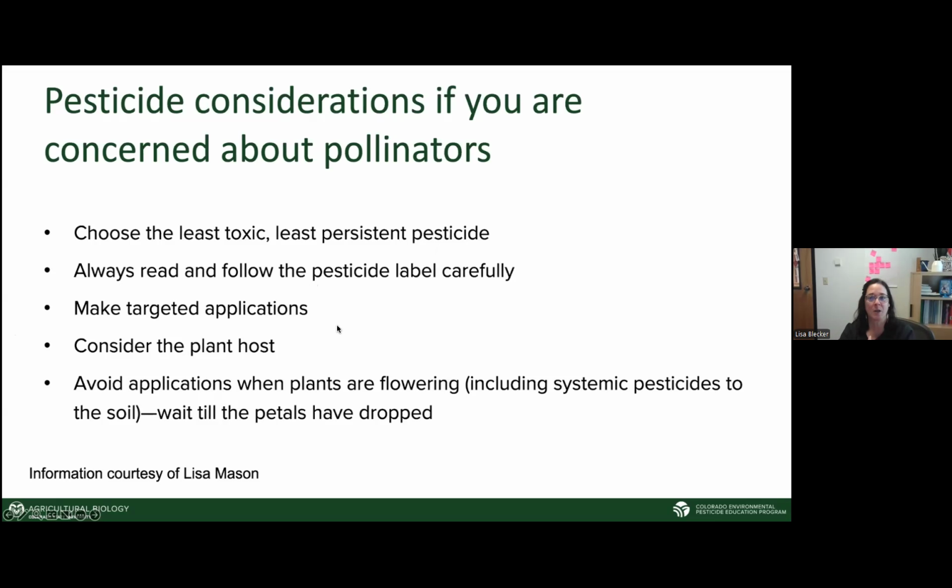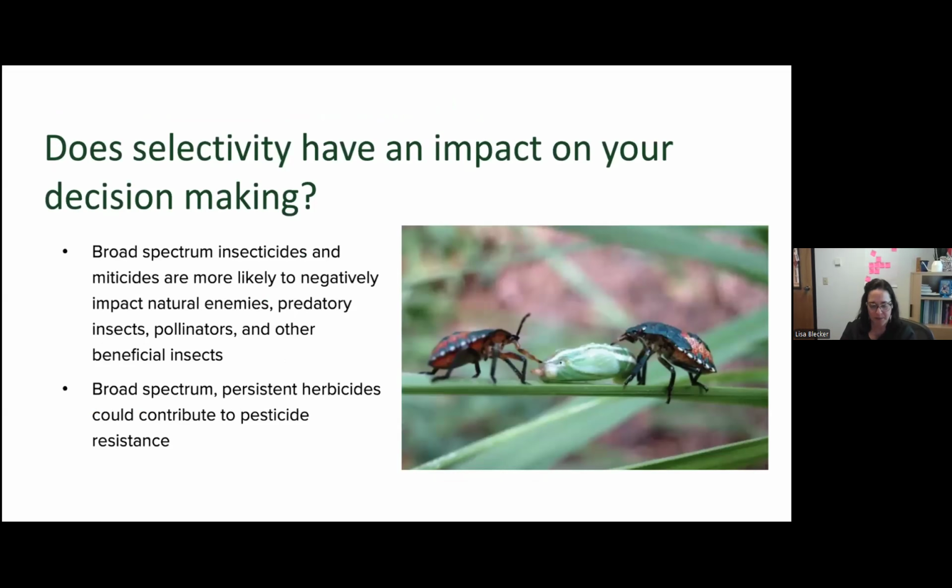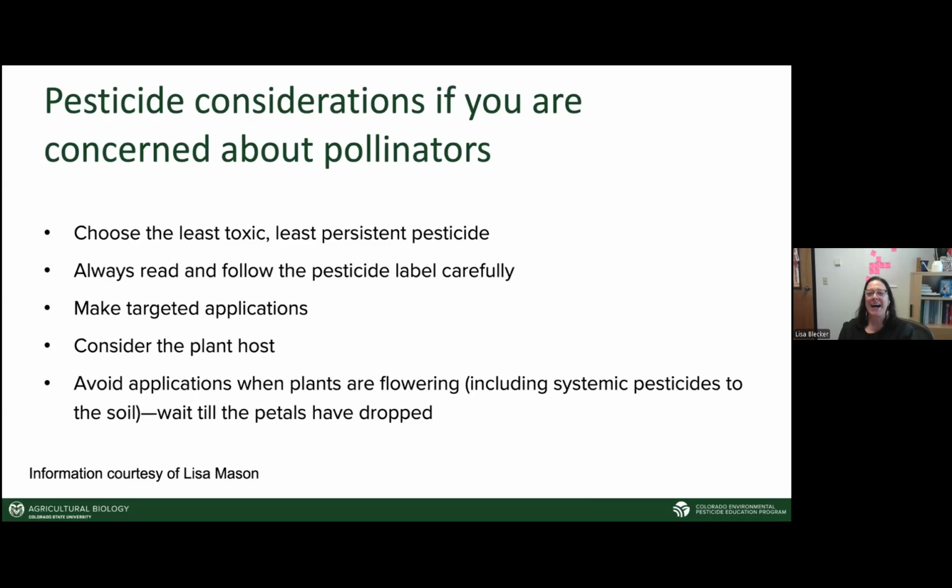Make targeted applications. So if only one of your plant species is being attacked by a particular pest, you don't have to spray all of your different plants, just the ones that are being attacked. Consider your plant host. So if your plant is very attractive to pollinators or other beneficial insects, maybe don't spray it with pesticides. And then avoid applications when plants are flowering. Wait until petals have dropped.